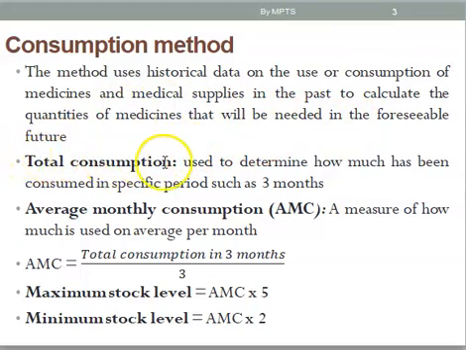We have total consumption. Usually we use 3 months. Total consumption, 3 months: how much drug has been consumed in the last 3 months? Just calculate for 3 months. However, you can use any period, but the common one is 3 months.